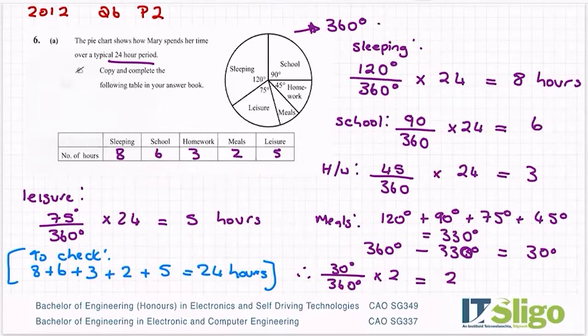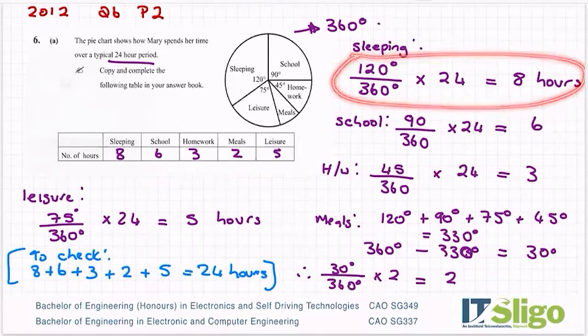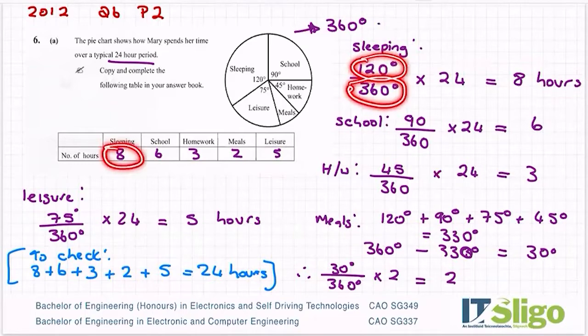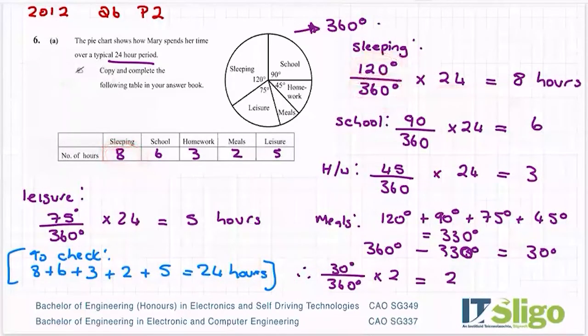If I was to work out the percentages, okay, so this is how I got my 8 hours. If I was going the other way, if they gave me the table, I would do 8 hours out of the 24, multiply by 360 degrees. Okay, so it just depends which way you're going.